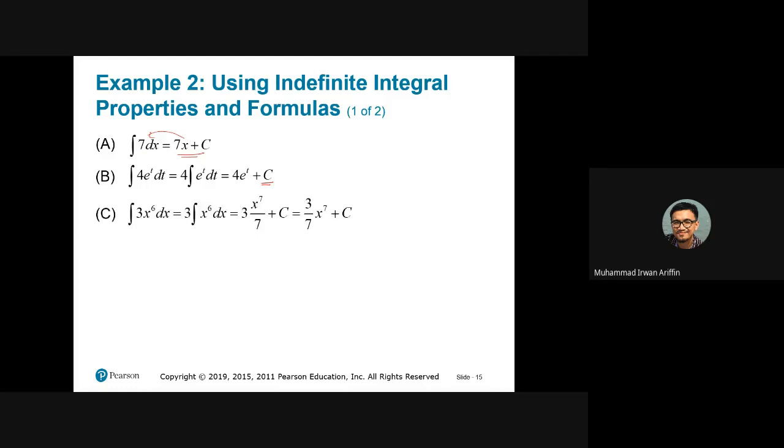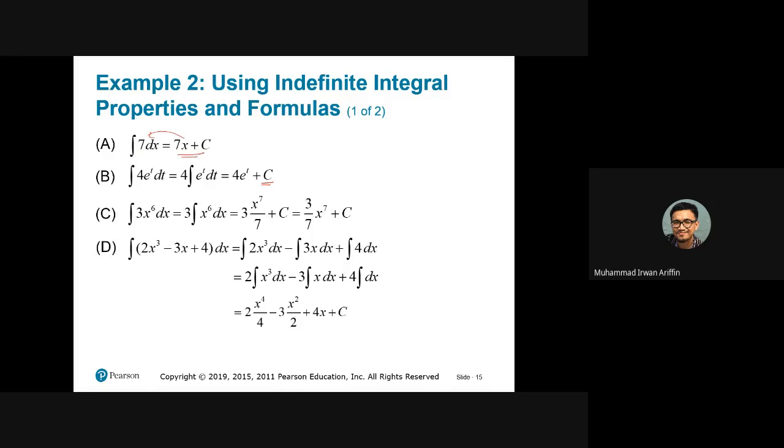In this one again we have a constant, so we can bring 3 to the front, and this is x to the power of 6. Six plus 1 is 7, so we divide by 7: 3x to the power of 7 over 7 plus c. And this one we can deal with separately.